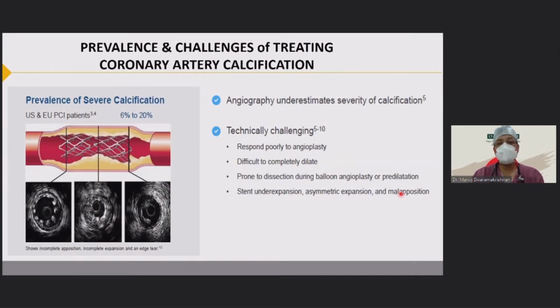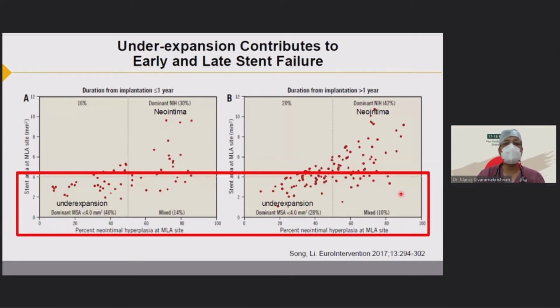We all know that angiography is a poor indicator of calcium, which is a significant impediment and deterrent to delivery of balloons, and predilatation may be inadequate. Therefore, in most situations where there is dense and heavy calcium, it can lead to stent underexpansion, asymmetric stent expansion, and malapposition, which has a significant bearing on the immediate as well as the long-term results. We know that early and late stent failure is always due to underexpansion or an inappropriate size stent.